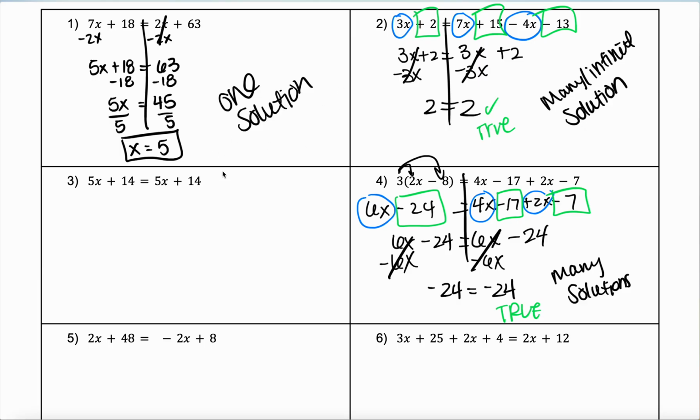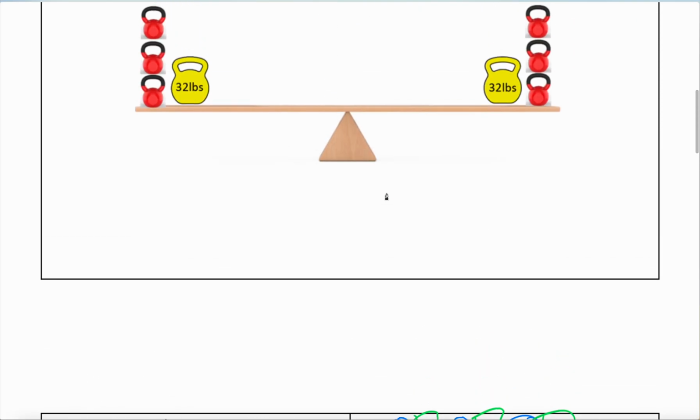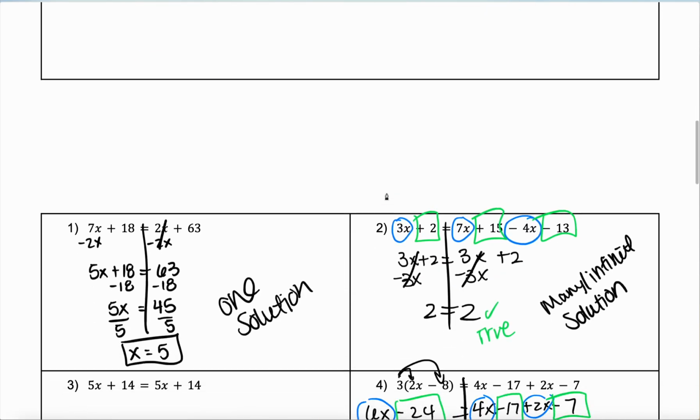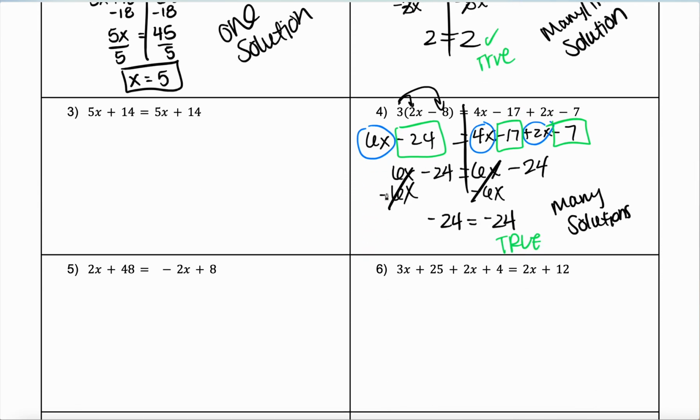Alrighty, so as a reminder, if your x is set equal to one number, that is a one solution. If your x's cancel out and make a true statement, that is going to be a many or an infinite solution. And if your x's cancel out and you're left with an untrue statement like we have up above, that would be a no solution.